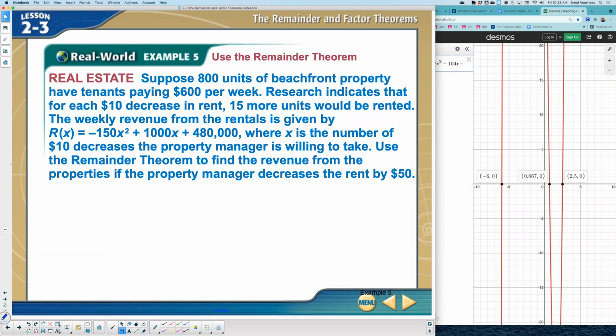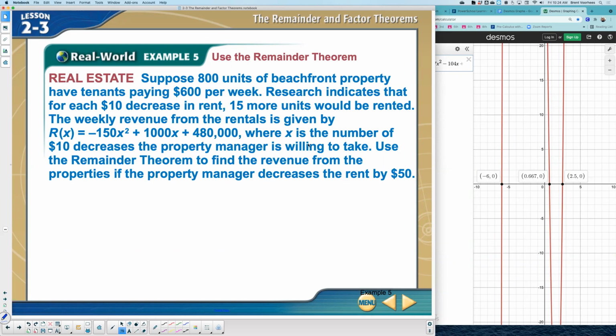You know that in the past, let me read what the values are. It says, suppose 800 units of beachfront property have tenants paying $600 a week. Research indicates that for each $10 decrease in rent, 15 more units would be rented. The weekly revenue for the rentals is given by this equation, where X is the number of $10 decreases the manager is willing to take. Use the remainder theorem to find the revenue if the property's manager decreases rent by $50.